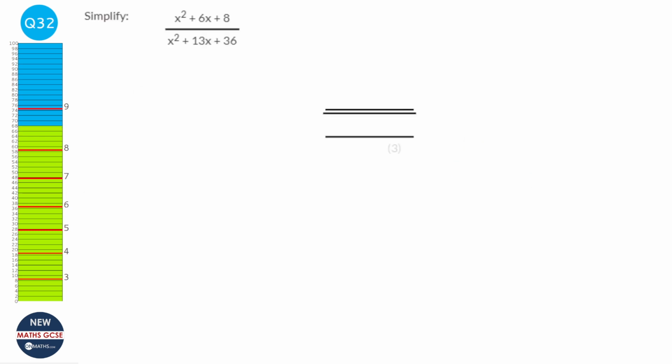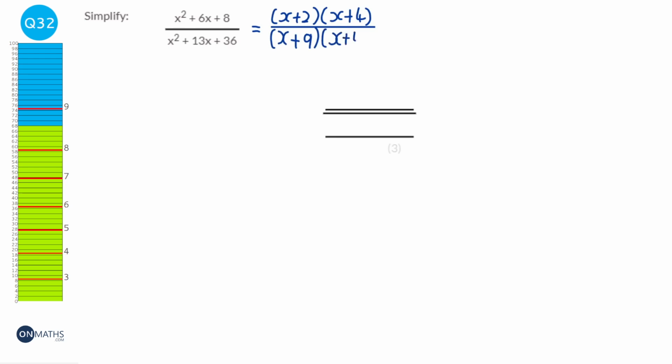When asked to simplify a fraction, we need to find a factor at the top and the bottom to divide out. So with this question, we're going to start by factorising the top and the bottom. I'm not going to go into how to factorise in this video, but the top will factorise as x plus 2, x plus 4. And we've got videos on how to factorise quadratics if you're not quite sure. And the bottom will be x plus 9, x plus 4.